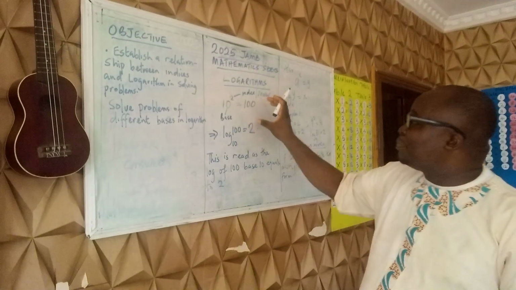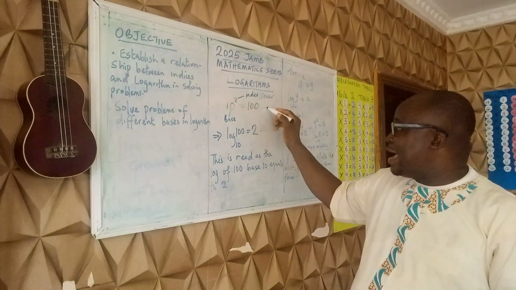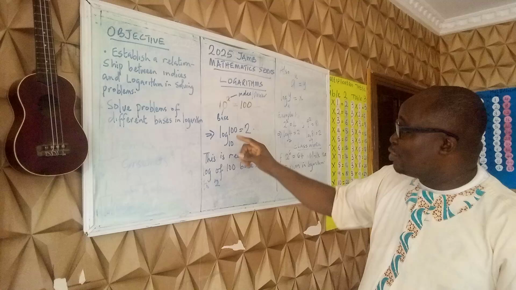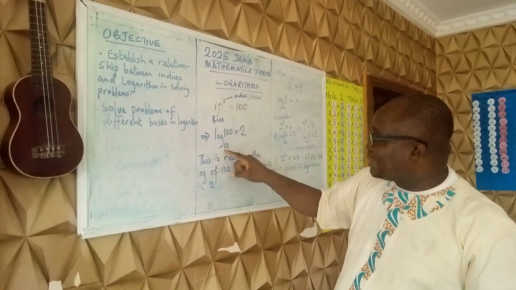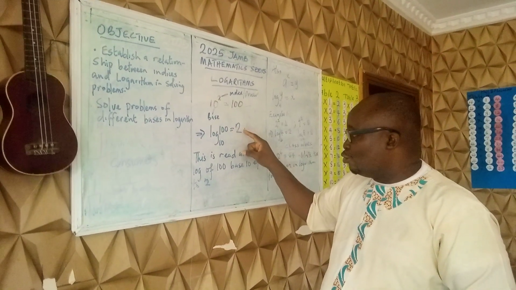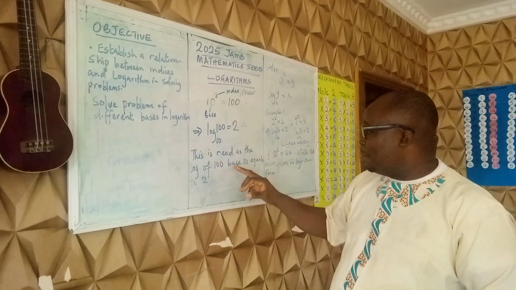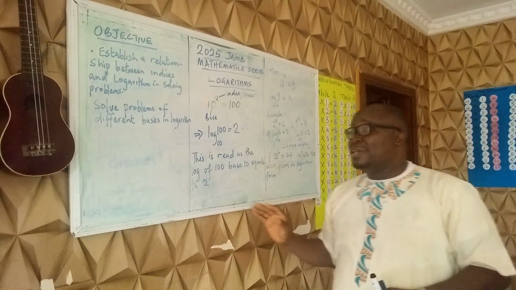Now, if I want to represent this same expression in logarithm form, I will write it as the logarithm of 100 to base 10 is equal to 2. It is read as the log of 100 to base 10 equals 2.